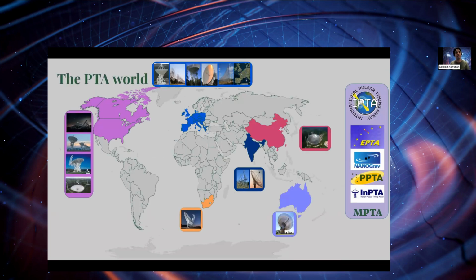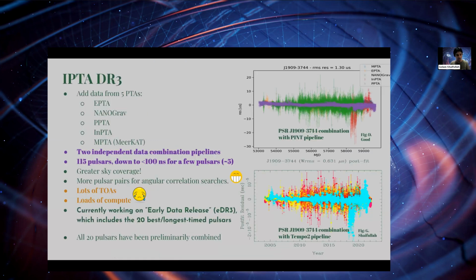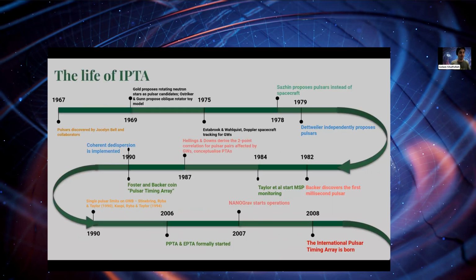And of course, the next place to go would be the IPTA. The good news is we have 115 pulsars from 5 different PTA data sets, which we are in the process of combining. In fact, we have combined 20 of the longest, most sensitive pulsars already. We are starting work on the noise modeling aspects, and we hope to produce some results in the coming years.